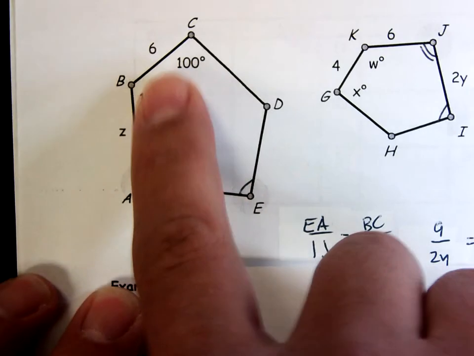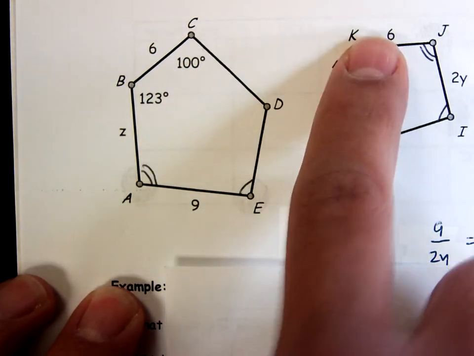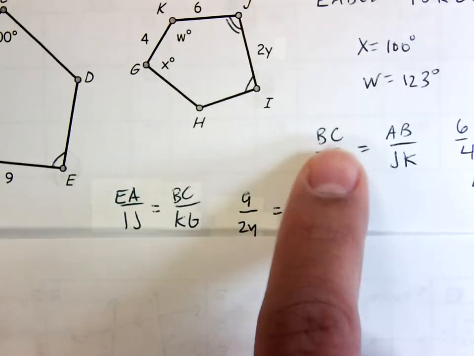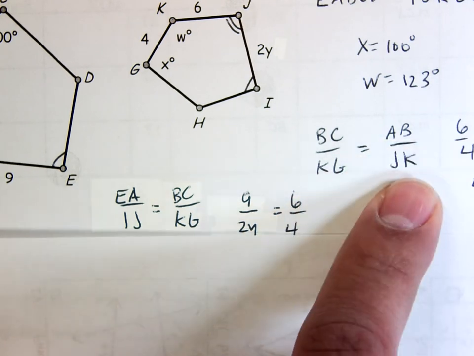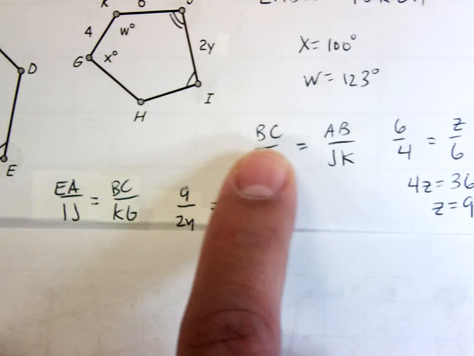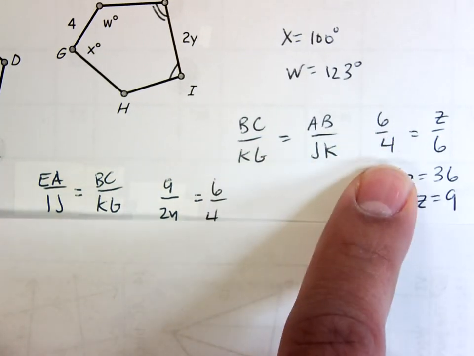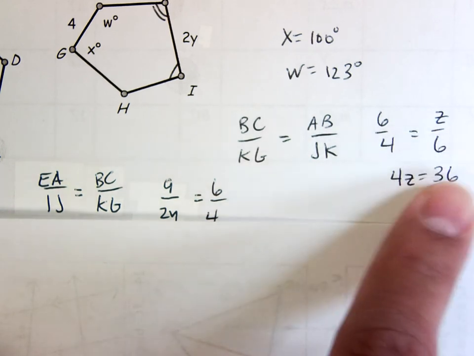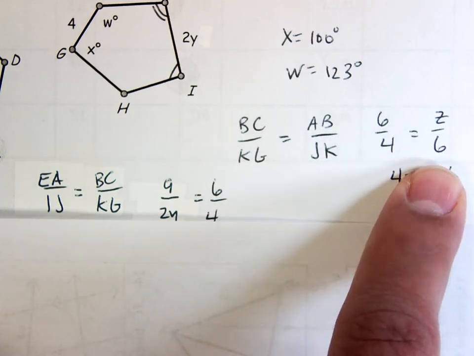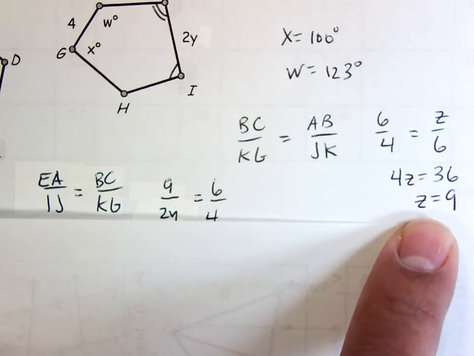Well, I already know here that BC is 6 and KG is 4. So BC over KG has to equal AB over JK. And then I just plug in. The picture tells me that BC is 6. The picture tells me KG is 4. AB is Z. And JK is 6. Cross multiply, and I get 36 equals 4Z. And then I get Z is equal to 9.